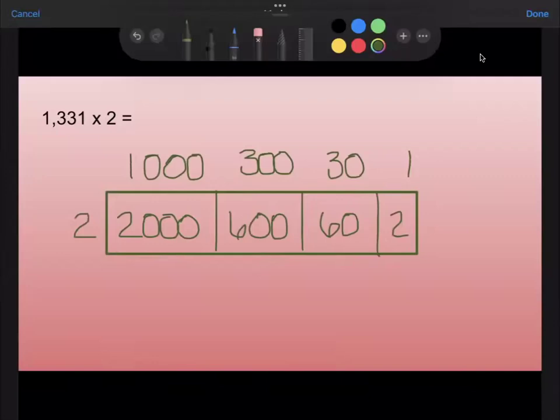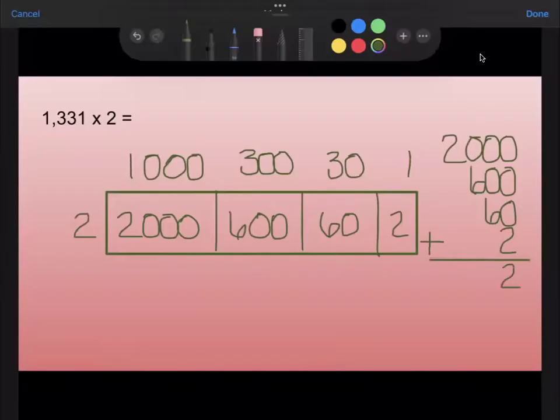So my last step would be to add these all together. So if I needed to add 2,000 plus 600 plus 60 plus 2. It's very important to make sure you line things up by place value when you're adding this many numbers together. So that would be 2 in the ones place, 6 in the tens, 6 in the hundreds, and 2 in the thousands. So the final answer here would be 2,662.